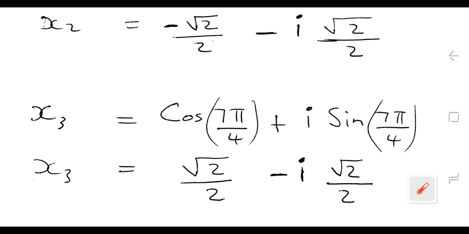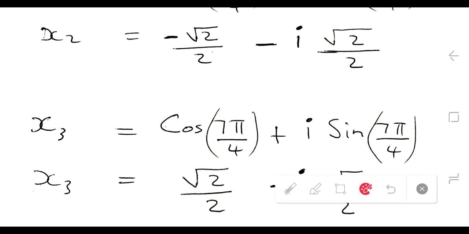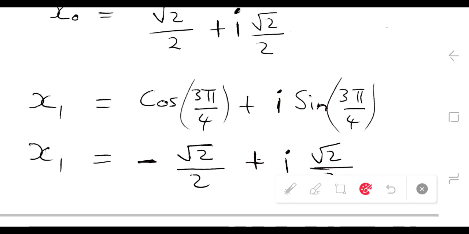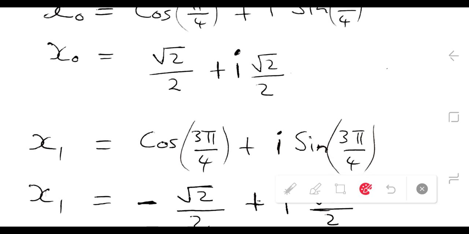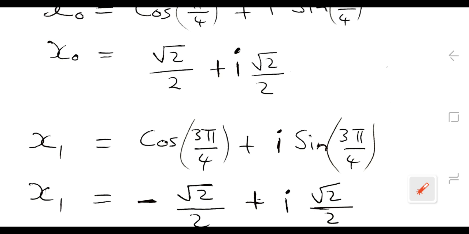So these are the 4 rectangular roots: the first one, the second one, and the other two, for k equals 0 and 1. These are the rectangular roots, which are the solution to the equation.